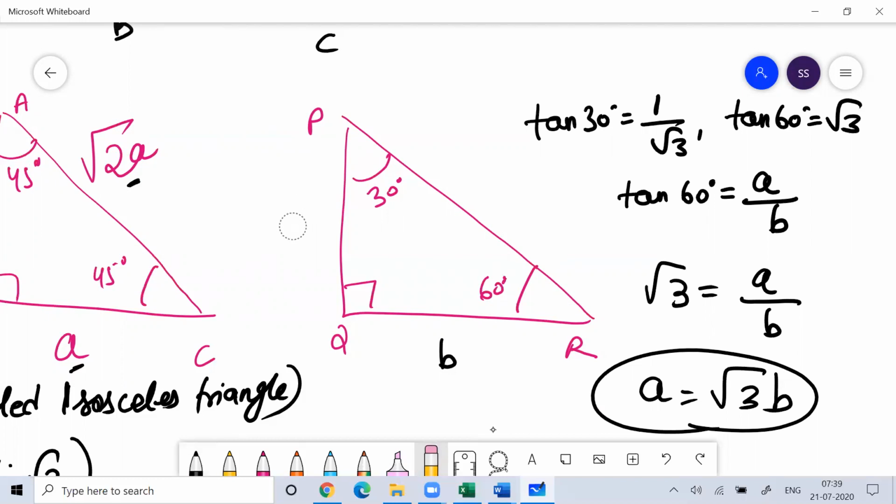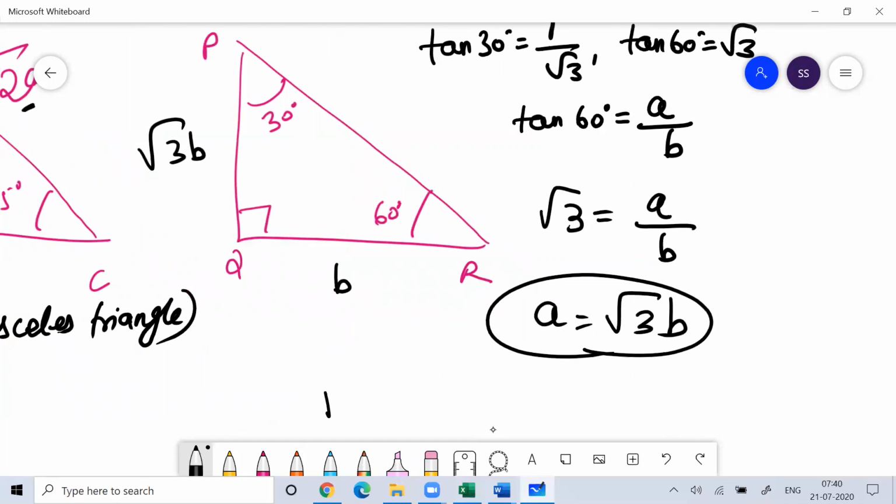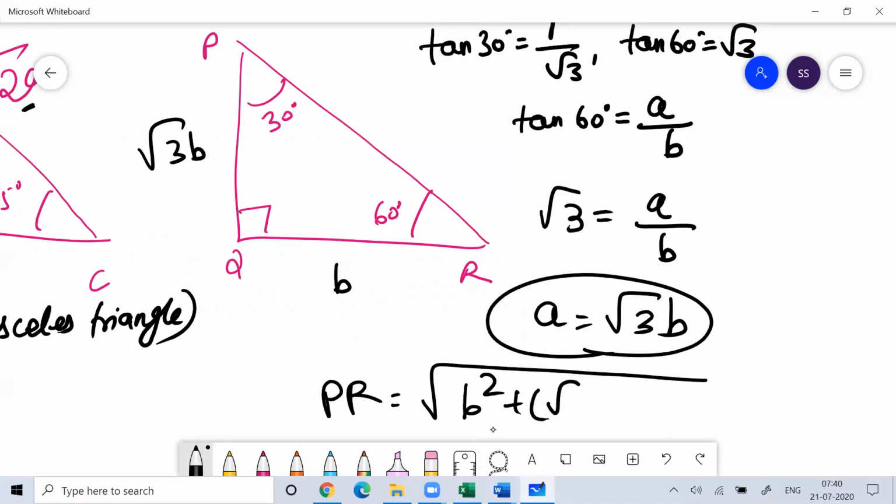If your triangle is in the form of 90, 30, 60, then if you apply Pythagoras theorem, you can say your PR is equal to the square root of b square plus root 3b square. So the value of PR you will get is 2b. So this is something which you can keep in your mind.